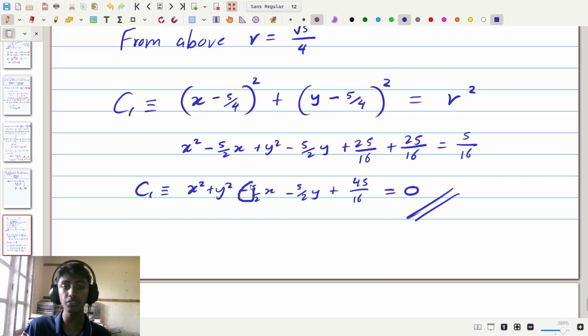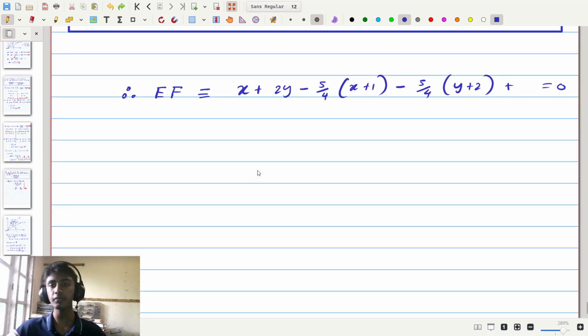So if 2 times g is equal to negative 5 over 2, then g must be equal to negative 5 over 4. Similarly, if 2 times f is equal to negative 5 over 2, then f must be equal to negative 5 over 4. And c is equal to 45 over 16. So therefore this is equal to 45 over 16, and all of this is equal to 0 is going to give us the line EF.